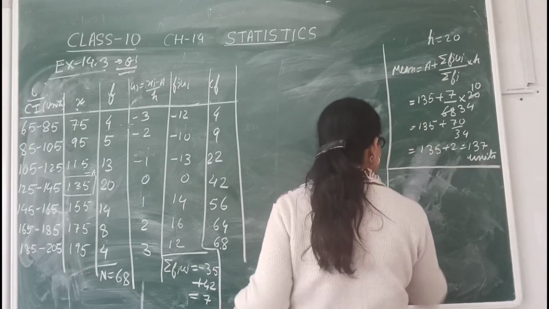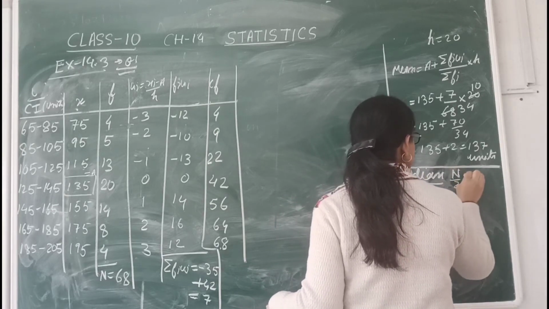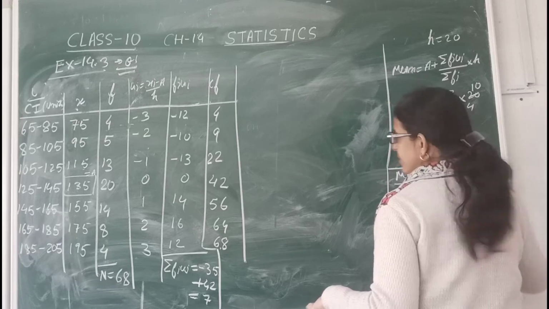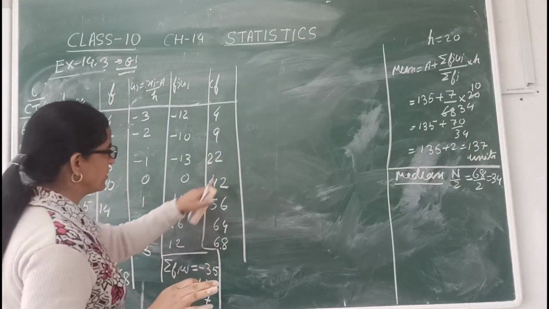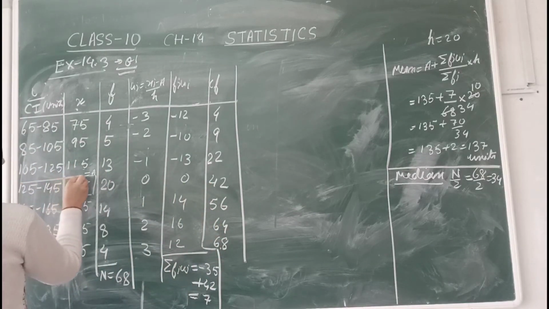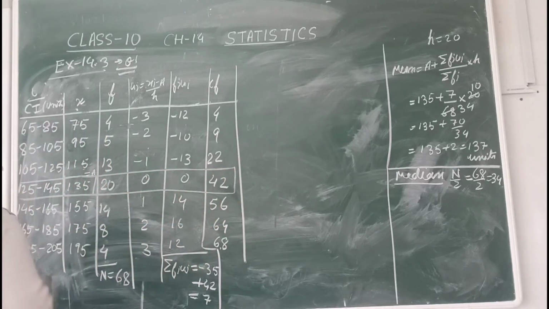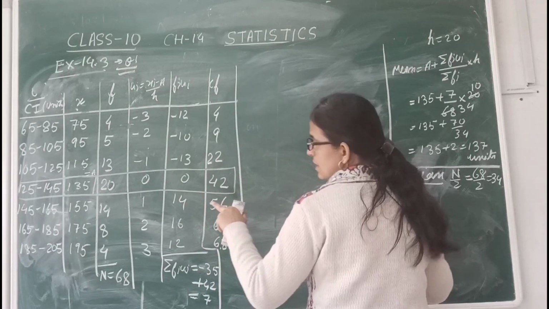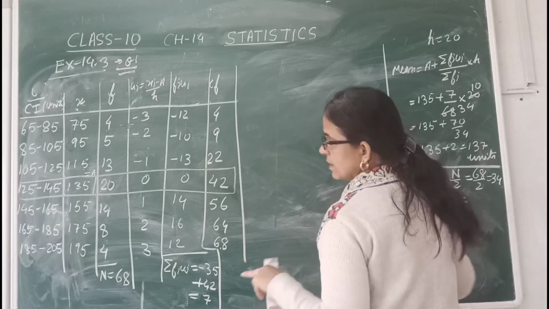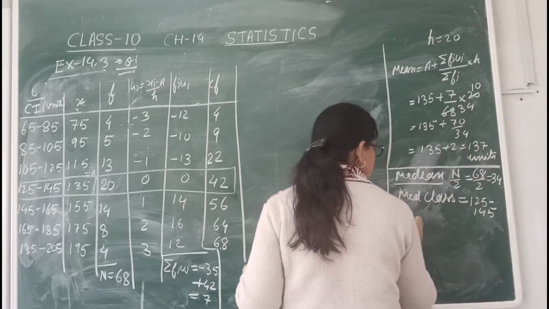Now for median. N by 2 equals 68 by 2, that is 34. And the cumulative frequency just greater than 34 is this one, 42. So our median class is this one only. Okay, I am giving a box over here. Then L equals the lower limit of the median class. Median class equals 125 to 145. Okay, L equals 125.